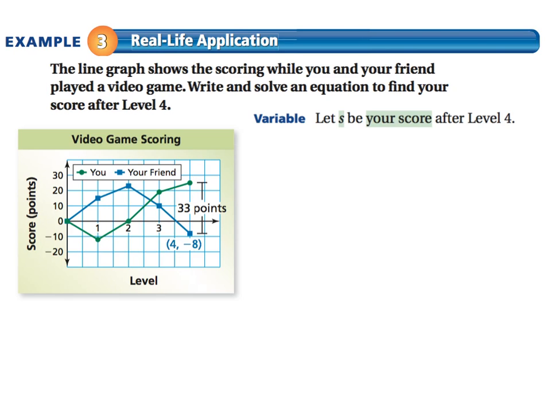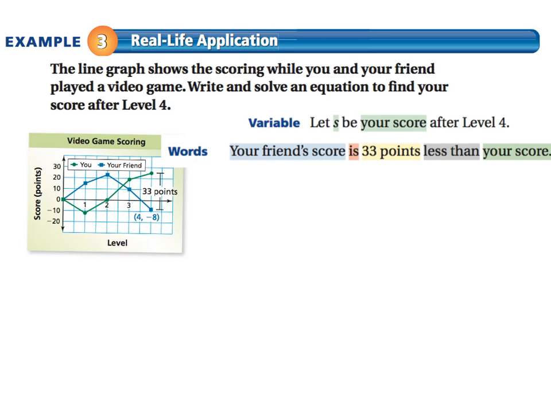So the first thing I always do is I take this variable and I let whatever letter be your score. That's what we need to find. So I'm going to say S is your score. So anytime you're going to say your score, you're going to plug in S. So in words, I can use this. It says your friend's score is 33 points less than your score.